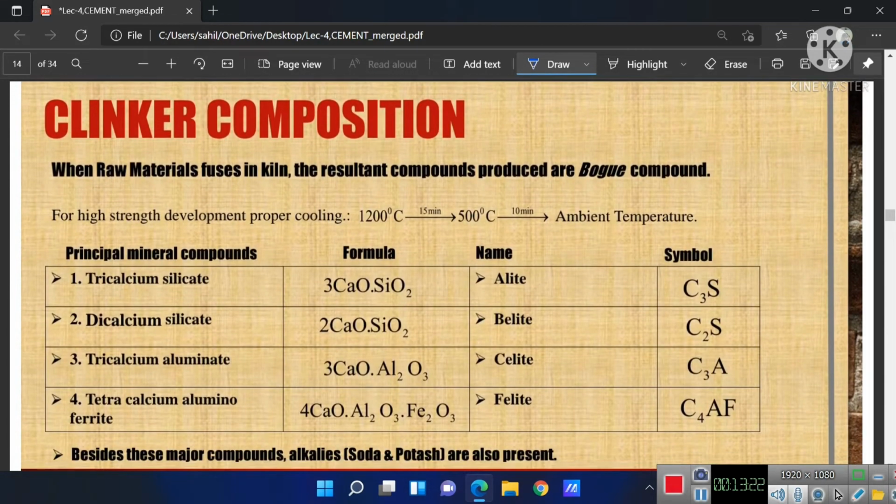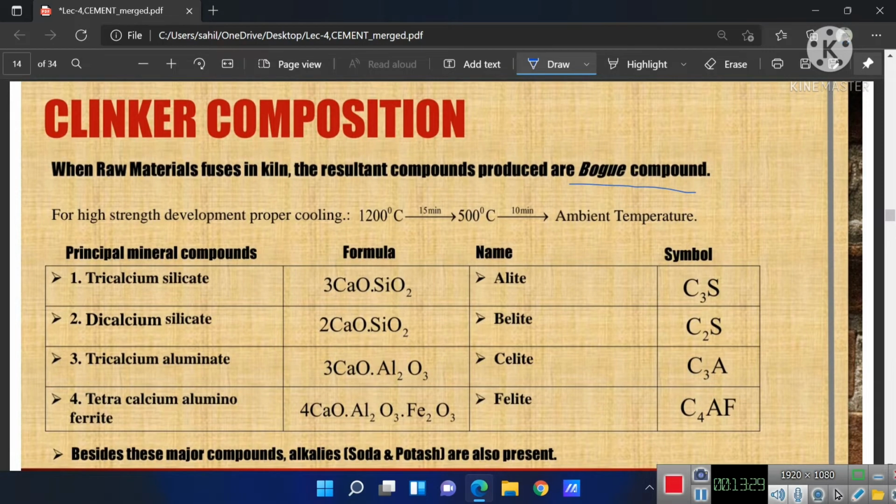Now, clinker composition. When clinkers are formed, they basically produce bulk compounds. There are 4 major bulk compounds present. Here is the temperature transition in the manufacturing of cement. In the rotary kiln, a temperature of about 1200 to 1300 is maintained, and after 15 minutes it is brought down to 500 degrees centigrade, and after 10 minutes it is exposed to ambient temperature.